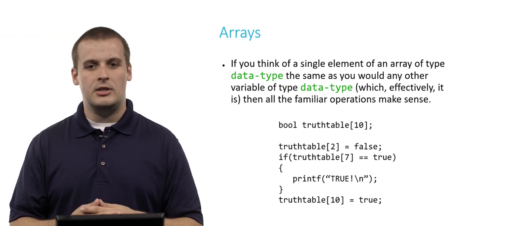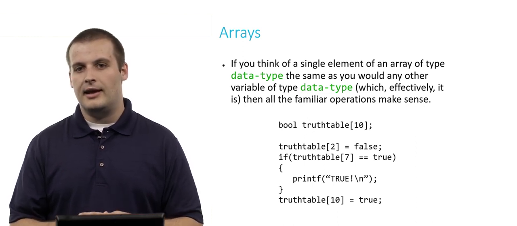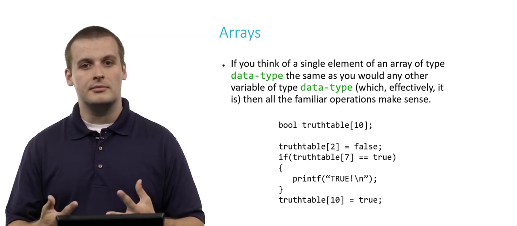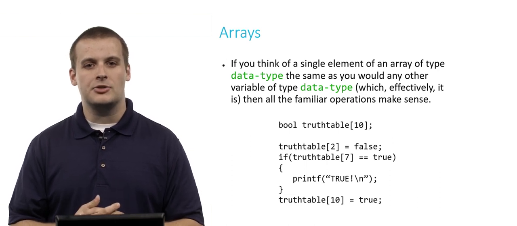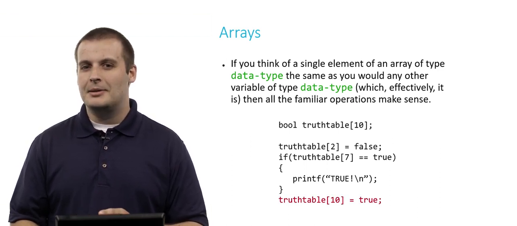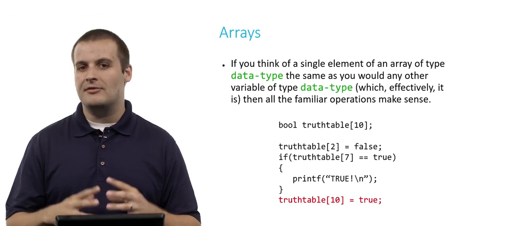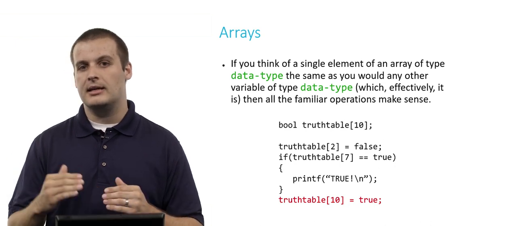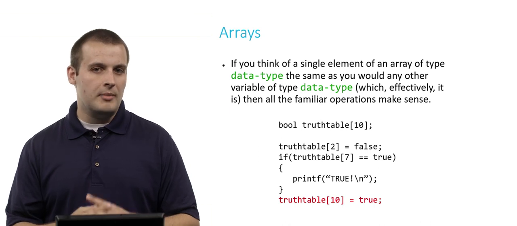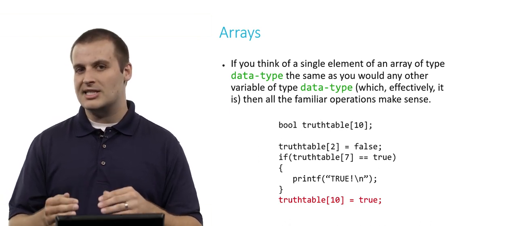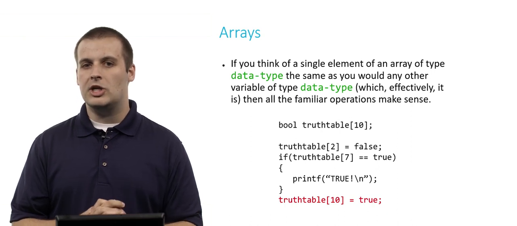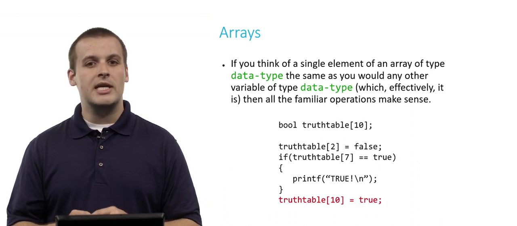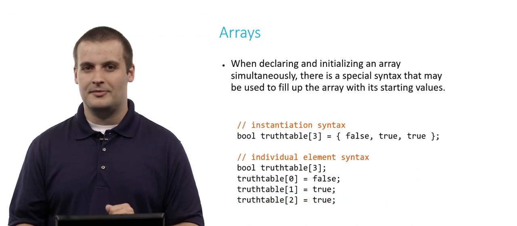If truth_table[7] == true, which is to say, if the 8th element of truth table is true, maybe we want to print a message to the user, printf("true"). I could also just say truth_table[10] = true, right? Well, I can, but it's pretty dangerous because remember, we have an array of 10 Booleans. So the highest index that the compiler has given us is 9. This program will compile, but if something else in memory exists where we would expect truth_table[10] to go, we could suffer a segmentation fault. We might get away with it, but in general, pretty dangerous. So what I'm doing here is legal C, but not necessarily the best move.